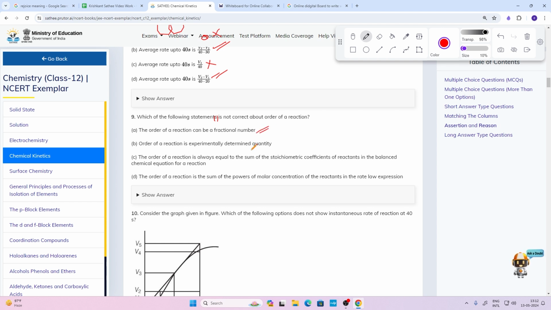Order of reaction is an experimentally determined quantity. Of course, this is also correct. The order of a reaction is always equal to the sum of stoichiometric coefficients of the reactants in the balanced chemical equation. No, it is not right. The order of a reaction is the sum of the powers of the molar concentrations of the reactants in the rate law expression. So this is also correct. Since it is asking which is not the correct statement, C1 is the correct answer.